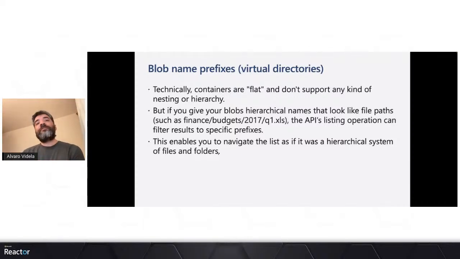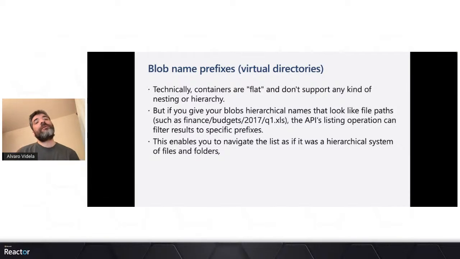Anyway, so blob name prefixes and virtual directories. Technically containers are flat and don't support any kind of nesting or hierarchy. But if you give your blobs hierarchical names that look like file paths, such as finance/budget/2017/Q1.xls, the API listing operation can filter results to specific prefixes. And this enables you to navigate the list as if it was a hierarchical system of files and folders.